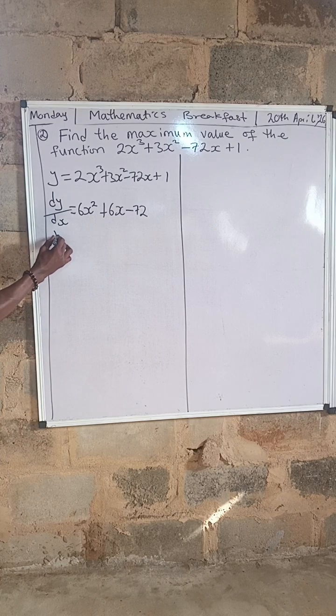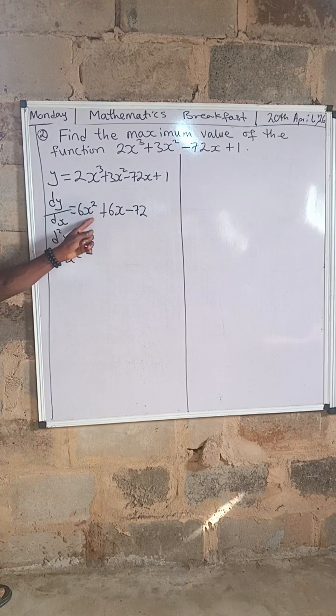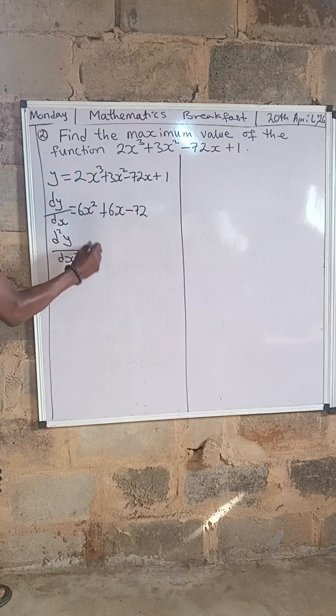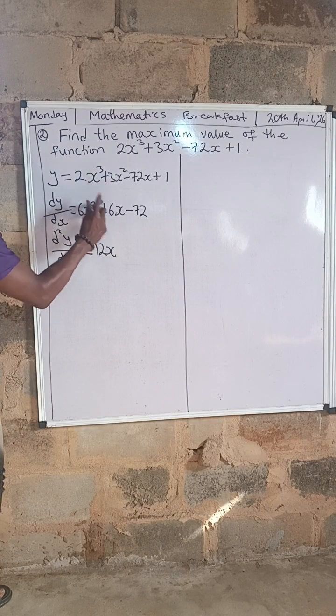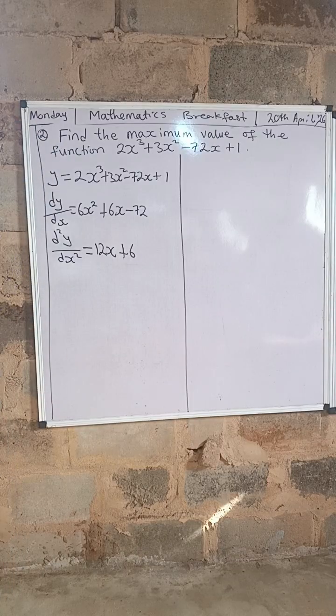Second derivative, d²y/dx². So to get the second derivative, you also find the derivative of the first derivative. 2 times 6 gives us 12x^(2-1), 1, plus this 6. What is the next thing to do? Find the stationary point.